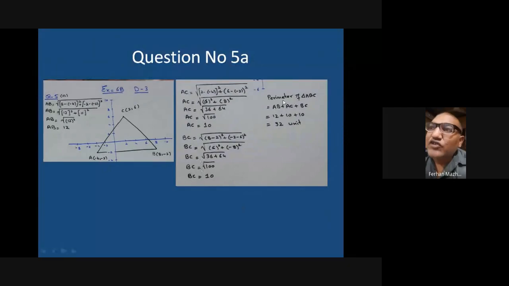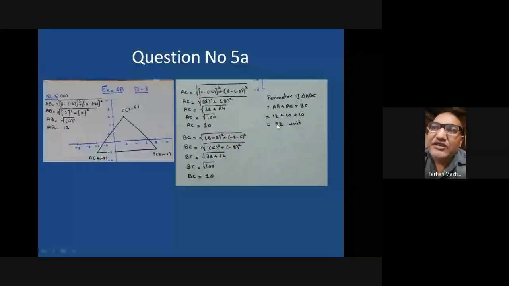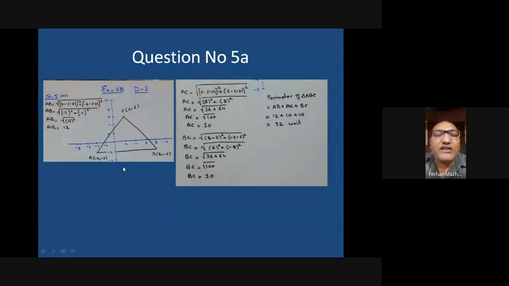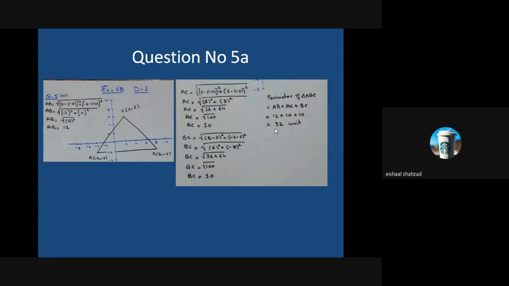So the perimeter of the triangle ABC will be AB plus AC plus BC. If you add up all three sides of the triangle, that will give you the perimeter. So very simple: 12 plus 10 plus 10 will be 32 units. Do you understand how we found the perimeter? Yes, sir. Okay.